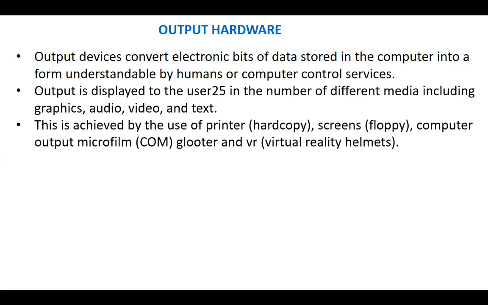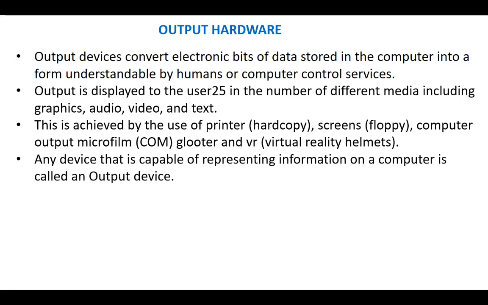So this is achieved by the use of printers, which give a hard copy. If you're getting a hard copy on paper, we're going to use a printer. Then screens, which give a soft copy, and then we have computer output microfilm, plotters, and then we also have VR, which is the virtual reality helmets. Okay.